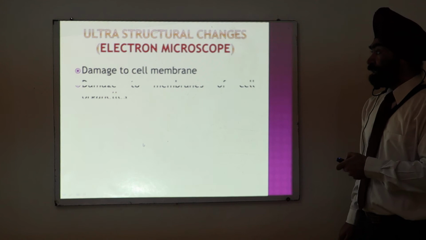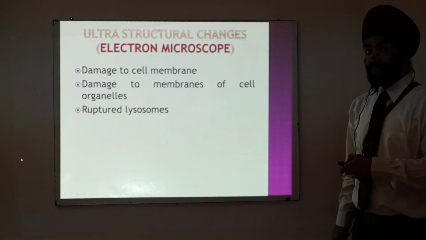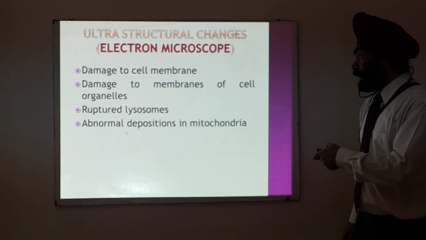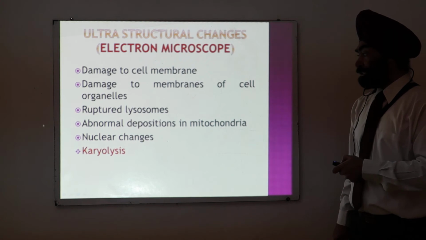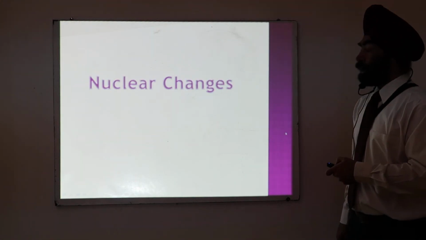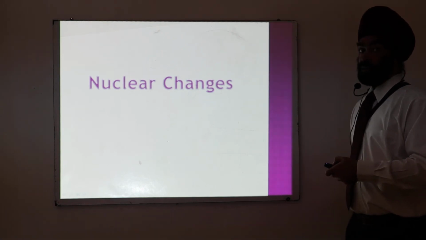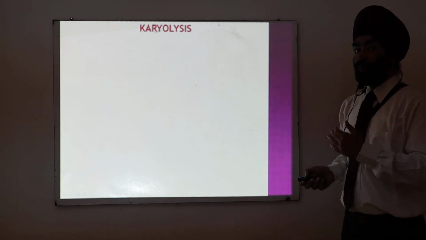Damage to the cell membrane, damage of the membrane of the cell organelles, ruptured lysosomes, abnormal deposits in the mitochondria, nuclear changes, which are karyolysis, pycnosis and karyorexis. So now I told you there are nuclear changes. What are those nuclear changes? I am going to discuss those. So first of all, karyolysis.